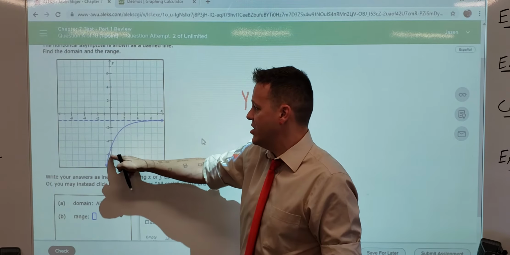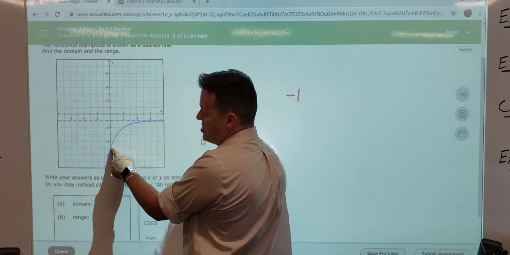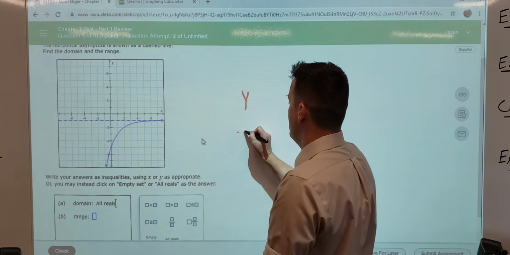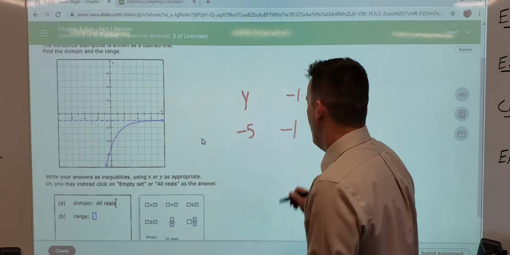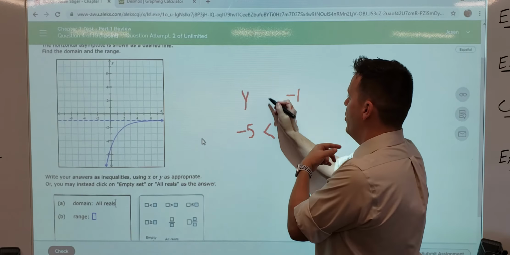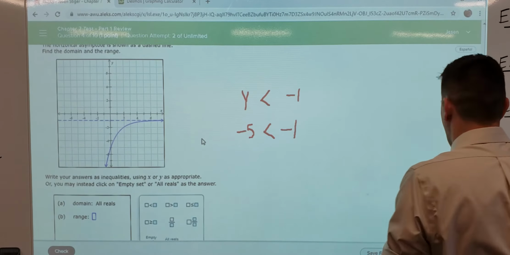As you're looking at this, a legitimate point would be y is -6. I actually have an intersection here at 0, -5. So I could use -5 here and -1. And then you tell me which one is bigger. Well, it would be the -1. So on my answer, I'd go y is less than -1.